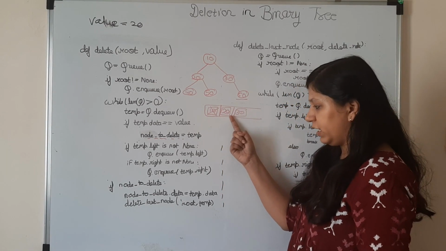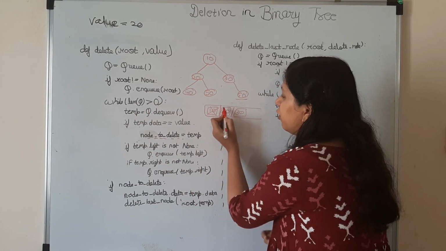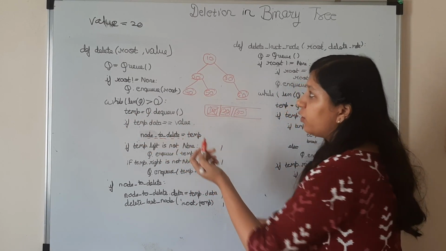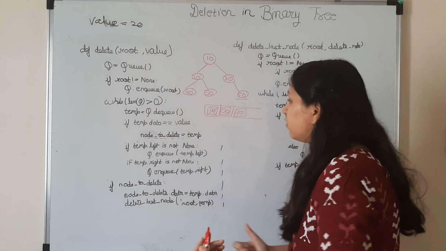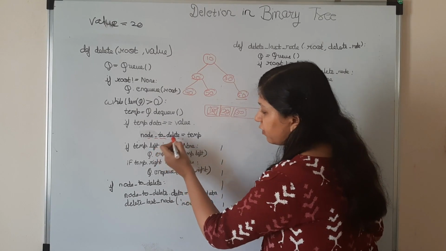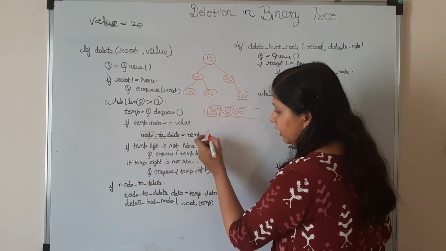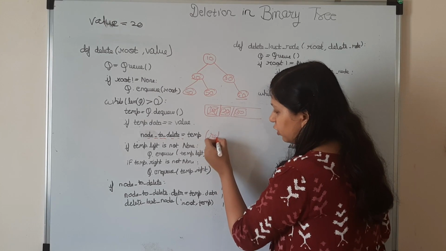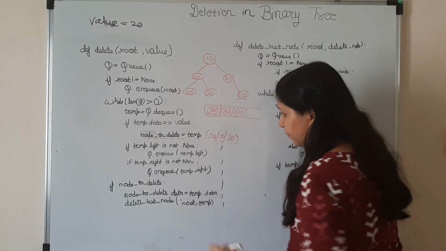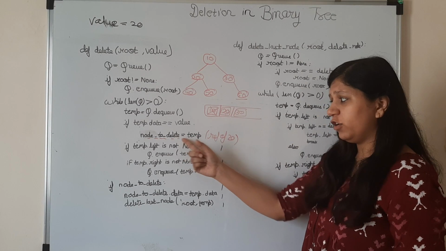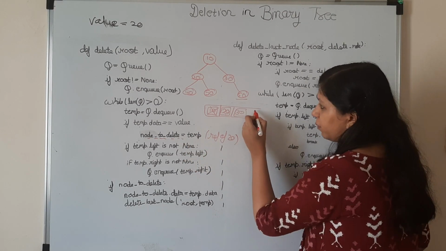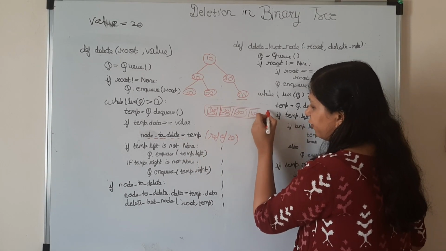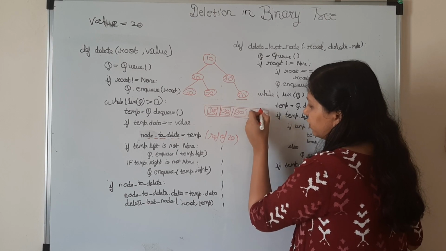Now we come to 20. We dequeue it and we check its value. Now it is equals to 20. In this case, we'll keep its reference in node to delete. So node to delete contains the reference of node 20. And we'll not stop here. We'll continue the traversal. We'll push 40 and 50, its left and right children.